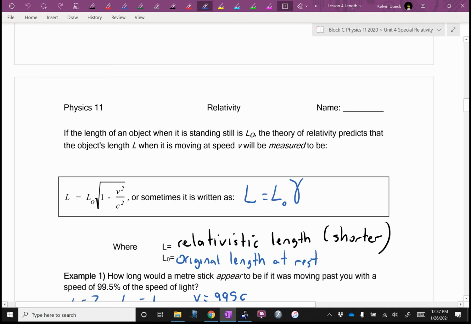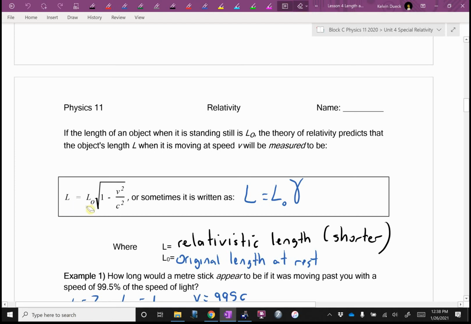So for objects that are moving, time slows down. For objects that are moving, their length contracts in the same direction that they're moving. And I think I showed you a graphic of the Earth looking really, really skinny, because if you were passing by in that direction, its height wouldn't change, but this would change. And that's what you would see if you had Superman eyes and you were moving near the speed of light.